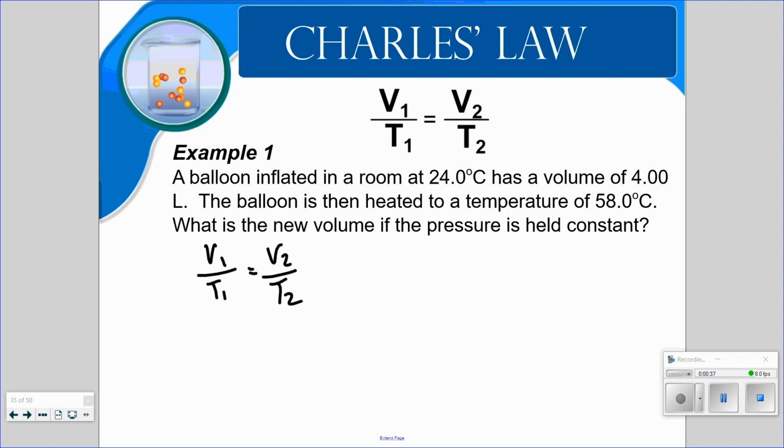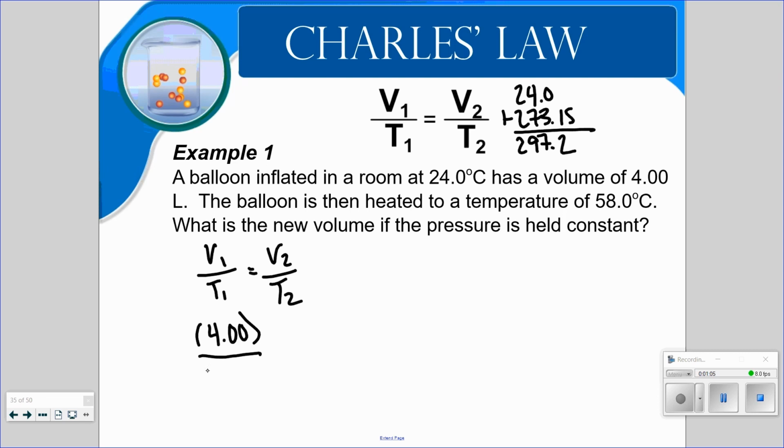We have our original volume, which is 4.0 liters. Our original temperature is 24.0 degrees Celsius, so we have to convert that to Kelvin because all of our calculations have to be in Kelvin with temperature. So 24.0 degrees Celsius plus 273.15, and rounding for addition and subtraction significant figures rules is going to be 297.2 Kelvin.